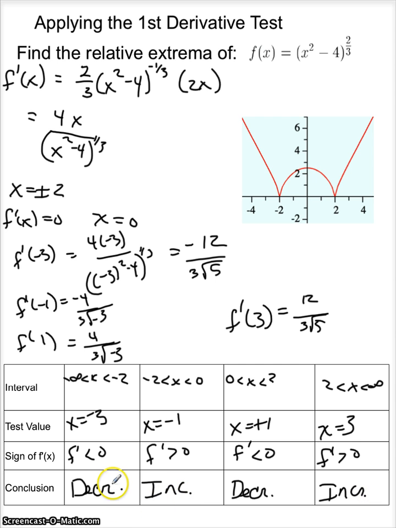So, applying the first derivative test, we can say that it has a relative minimum. Let me switch colors here so we can see it. Red was all right. It's going to have a minimum. It's going from decreasing to increasing. So it's a minimum at x equals -2.